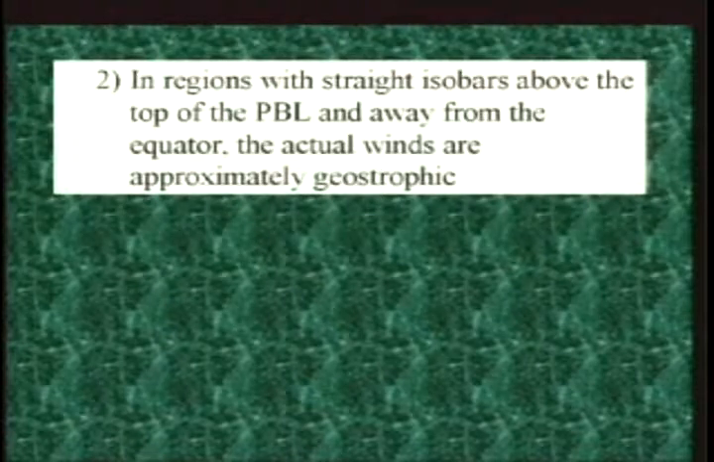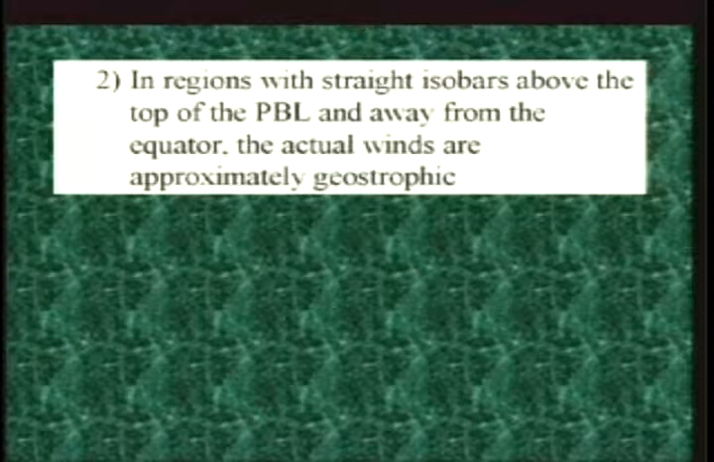In regions with straight isobars above the top of the planetary boundary layer and away from the equator, the actual winds are approximately geostrophic. So what we're saying there is, once you leave the surface, the wind will usually be geostrophic.